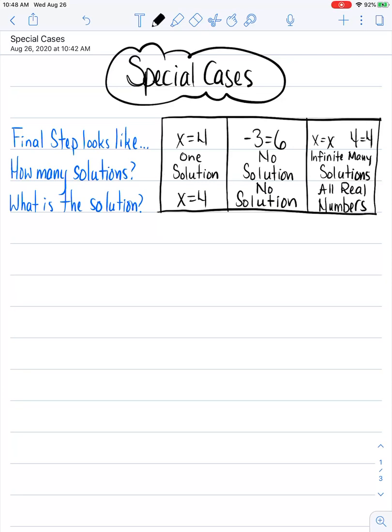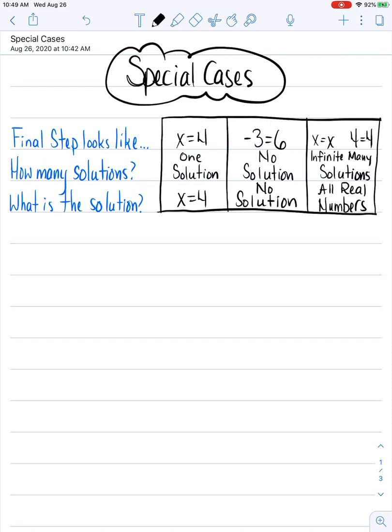Hey guys, so today we're going to take a look at special cases with equations. So first I want you to stop the video and copy this anchor chart that I created. Now that you have written this in your notes, let's talk about how to interpret this chart.